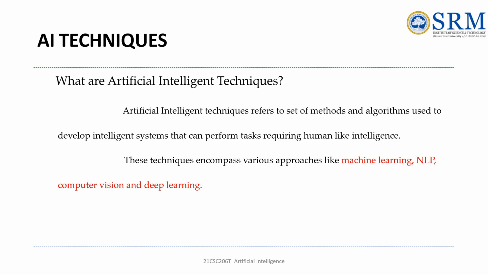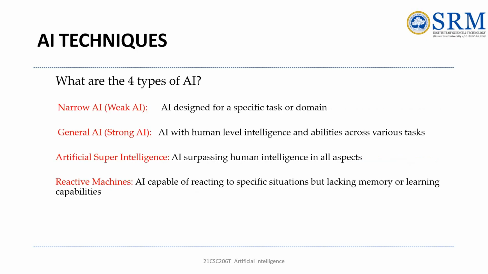So AI techniques are the methods and algorithms used to develop intelligent systems capable of performing tasks that require human-like intelligence. The common AI techniques are machine learning, that is learning from the data, natural language processing, NLP, understanding human language, and computer vision, analyzing images or videos. Deep learning is the advanced neural networks.